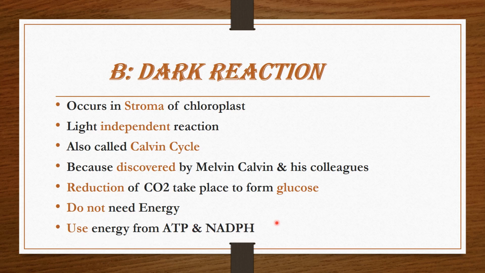Why doesn't it need energy? The main reason is this: the ATP and NADPH2 produced in the light reaction are already present in the stroma, so the dark reaction uses this ATP and this NADPH to produce glucose, and therefore it doesn't need energy.